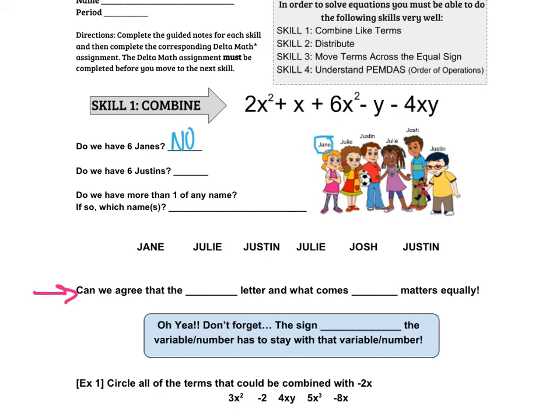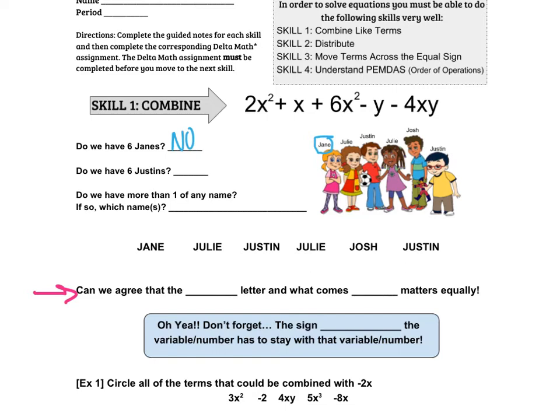We know that we don't have 6 Janes just because the first girl's name is Jane. So we've established that just because the first thing is Jane, it doesn't mean that we now just count everything as that thing as well. We know that there are differences. It's not just all whatever the first term is.